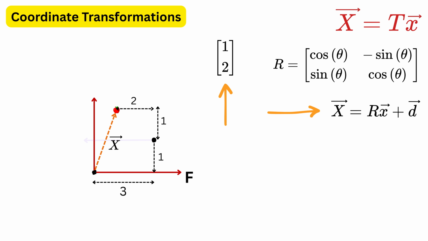Let us verify the same visually. If this is 3 and this is 2, then this will be 1, which means x-coordinate is 1. Then if this is 1 and this is 1, this will be 1 plus 1, or 2, which means y-coordinate is 2. Hence, verified. Great!